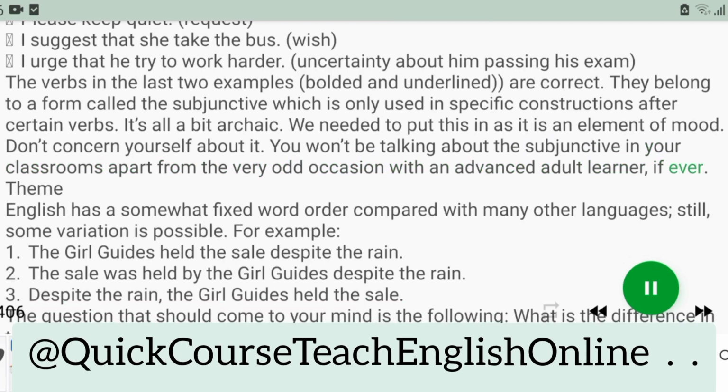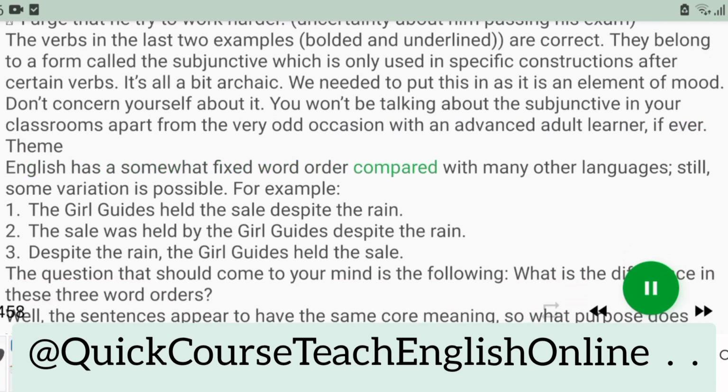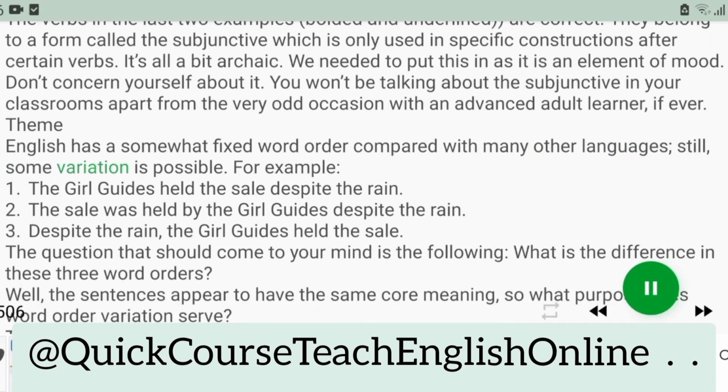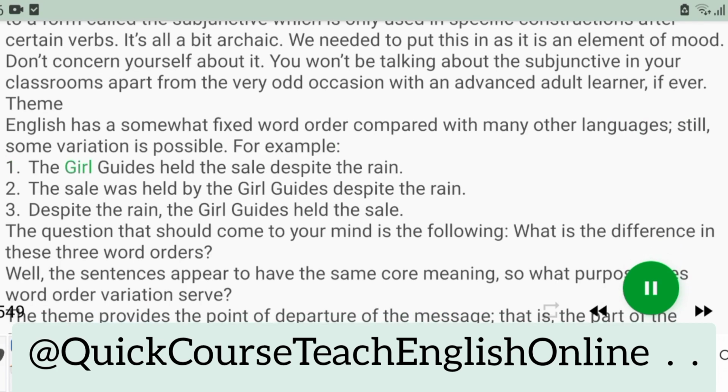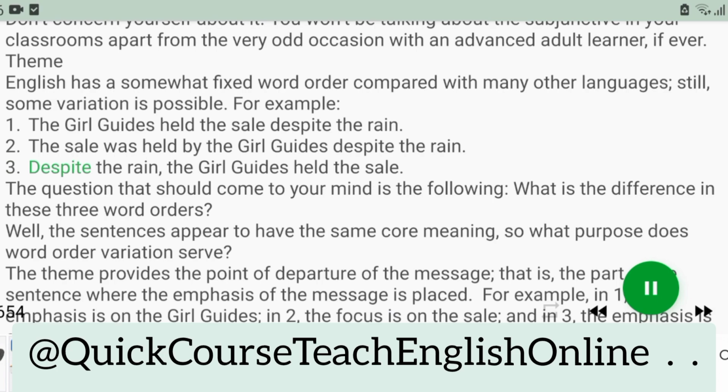Theme. English has a somewhat fixed word order compared with many other languages. Still, some variation is possible. For example, 1. The Girl Guides held the sail despite the rain. 2. The sail was held by the Girl Guides despite the rain. 3. Despite the rain, the Girl Guides held the sail.